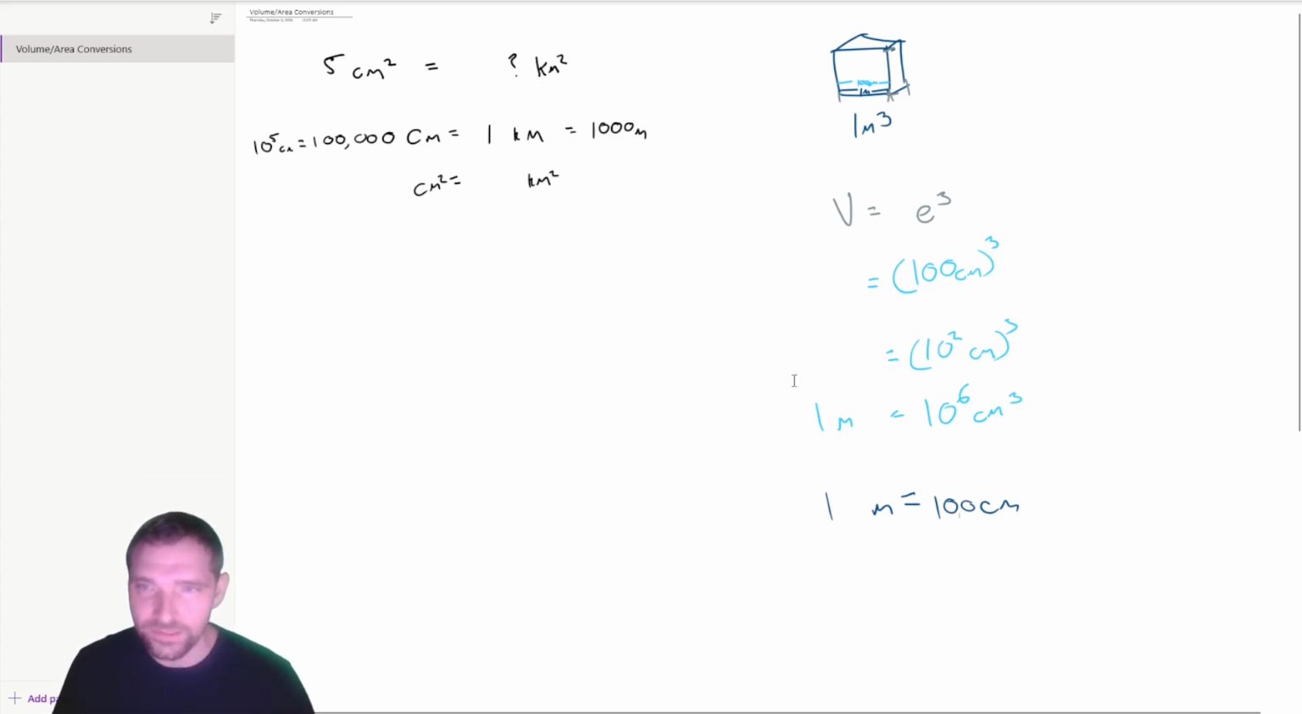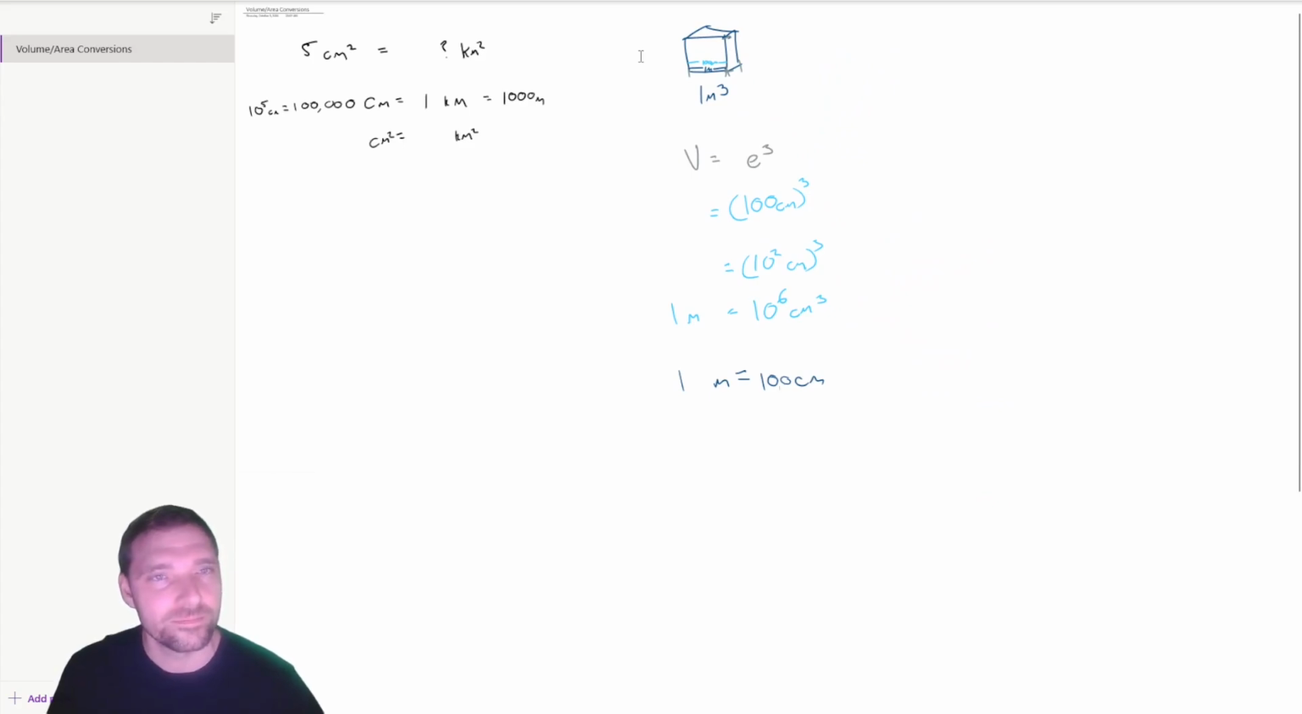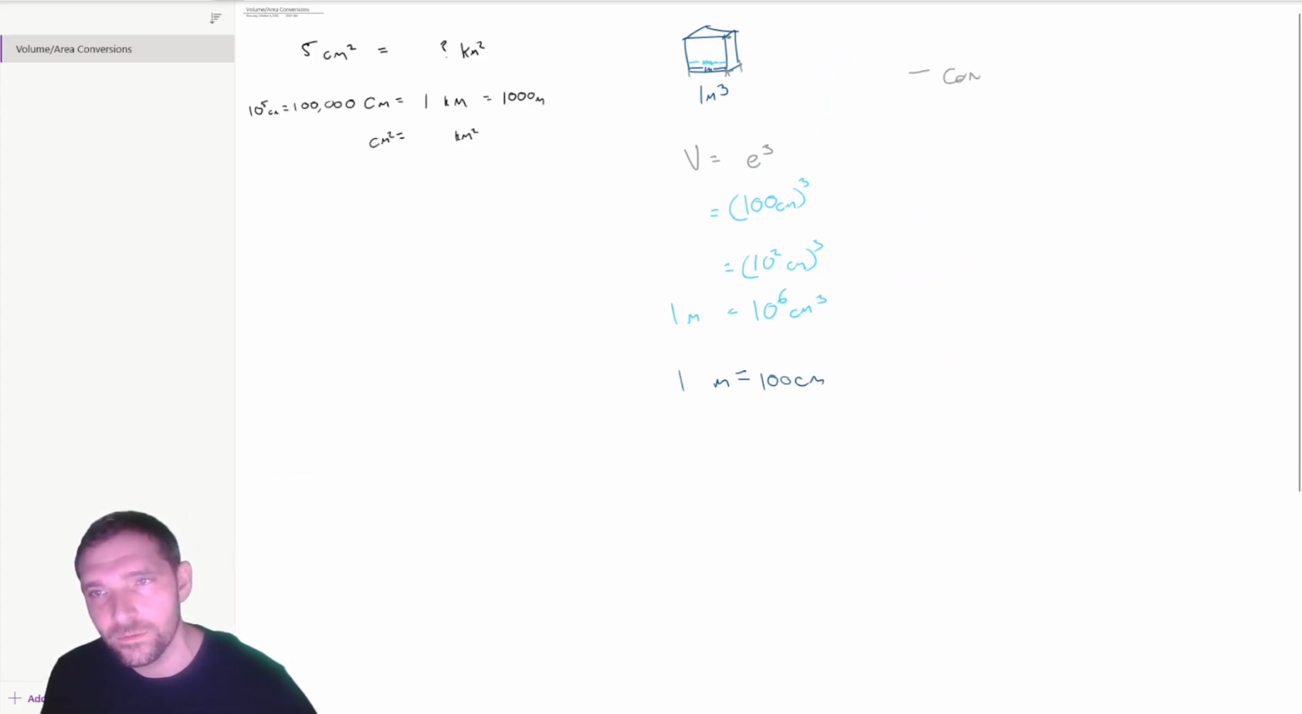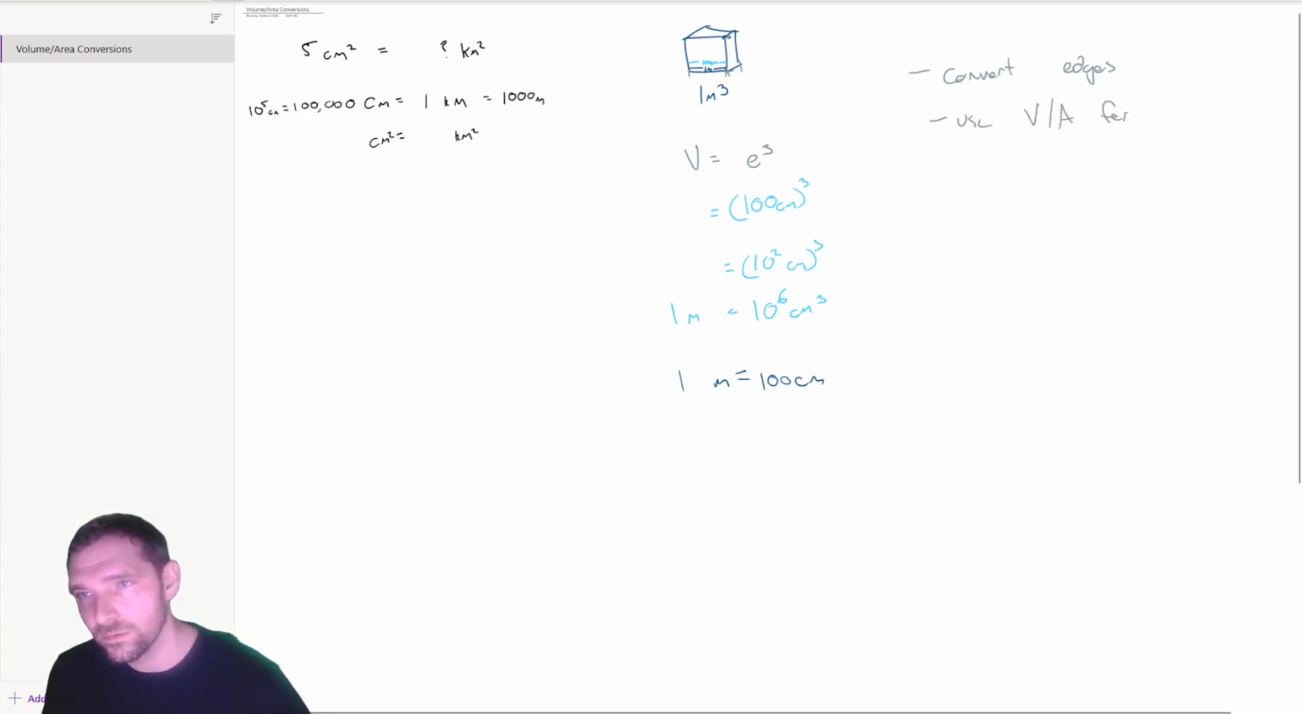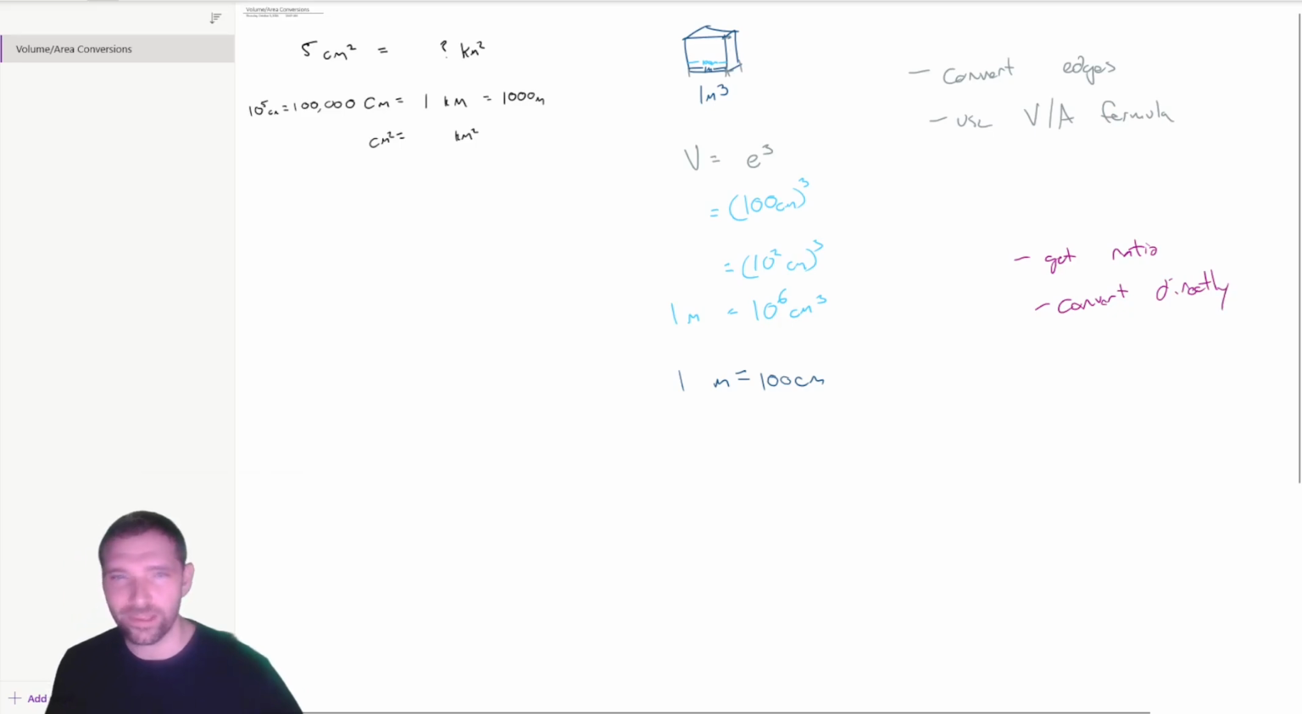So this is one of your options, is to look at the edges and then to use the volume or the area formula. That is one option. There is also a way to get the ratio and then convert directly. And we're going to show that off in this example problem. We'll do both option 1 and 2 to look at this calculation.